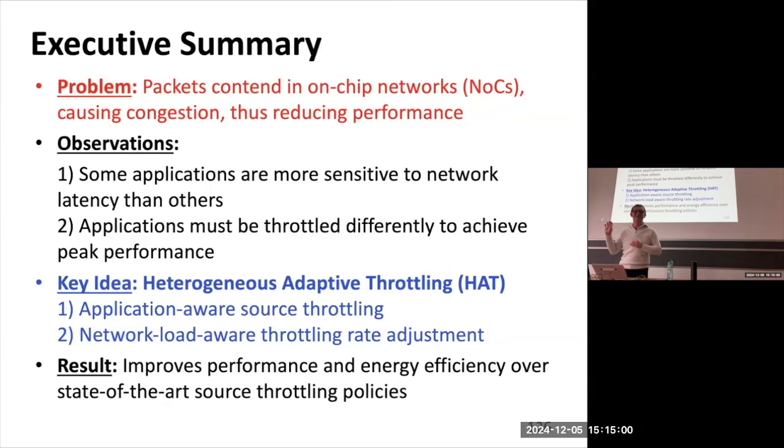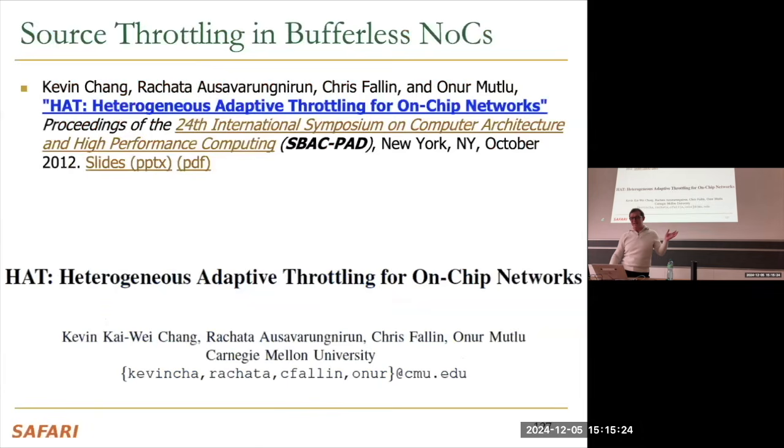Hopefully, we will have time for that. So here, the throttling mechanism is application level. Some applications are more sensitive to the network. Some applications are less sensitive. If you're less sensitive, maybe you should be throttled more, right? Don't inject too much into the network. And usually the ones that are less sensitive have a lot of load on the network. Okay, so you can take a look at the paper.